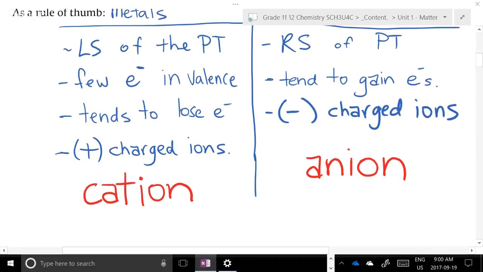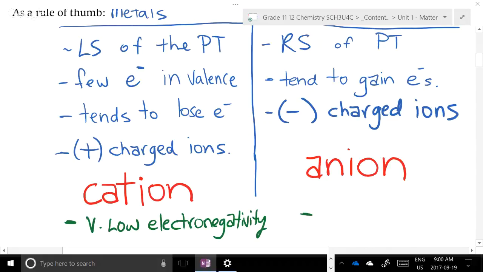And the last thing I'm going to put on there is we can think of it this way. The metals have low electronegativity. The reason this happens, electronegativity. Goodness, that's a long word. And it is that lack of strong pull on electrons that means that they're going to lose them. Does that make sense? They don't have a strong pull on electrons, so they tend to lose them. Nonmetals, on the other hand, have high electronegativity. Good.